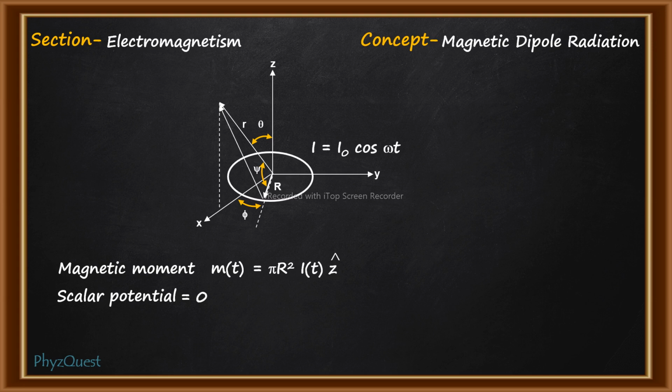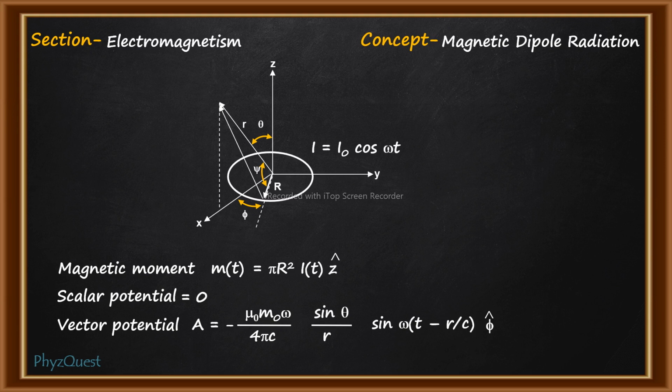The expression of A will be equal to minus mu 0 m0 omega divided by 4 pi c, sin theta divided by r, sin of omega t minus r by c, phi cap. Why phi cap? Because these are expressed in spherical polar coordinates, so phi cap is your azimuthal direction. Here I am not deriving the whole expression of electric and magnetic field, because you can consult any textbook of electromagnetic theory. Deriving them would be very lengthy, so we just write the expressions and use them to analyze the statements given in the options.